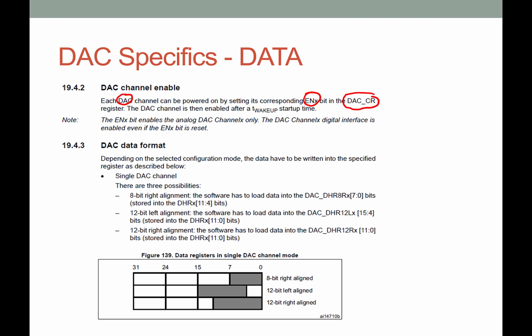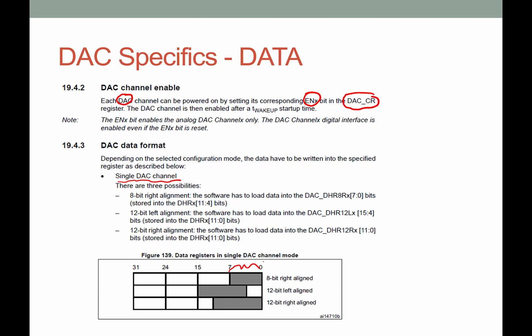Okay. Now here's an important part that is worth looking at. What's the data format of the digital to analog converter? That's important because you need to know how to put your digital value in that you want it to output. It shows here 3 possibilities for this single DAC channel. We have 8-bit right alignment. Notice we're showing the full 32-bit register here, but when we do just the 8-bit right alignment, we're going to put it in those first 8 bits that we would expect.